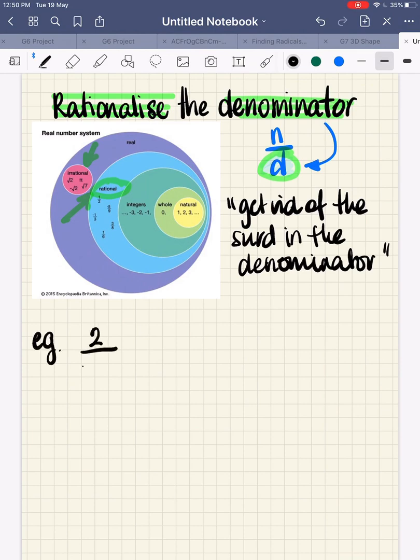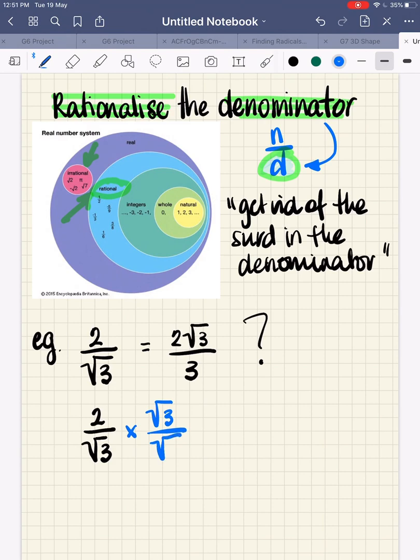In my example, I had 2 divided by root 3. Now I told you that that was equivalent to 2 root 3 over 3. They are now rationalised. But how did I get there? Well, what I did was multiply by 1. So 2 divided by root 3, and I am going to multiply it by 1. But my 1 is made up of whatever is in my denominator here. Okay? So this is equal to 1.